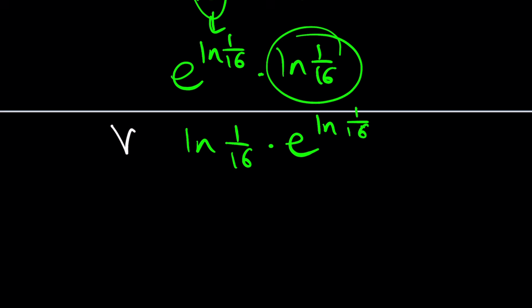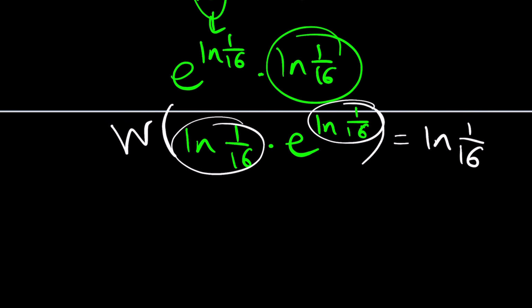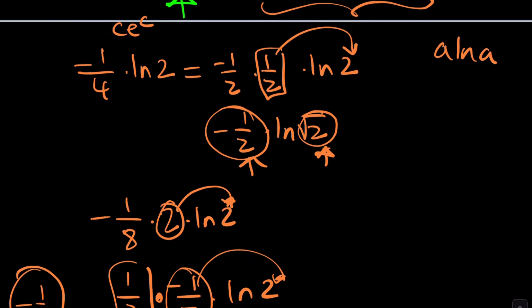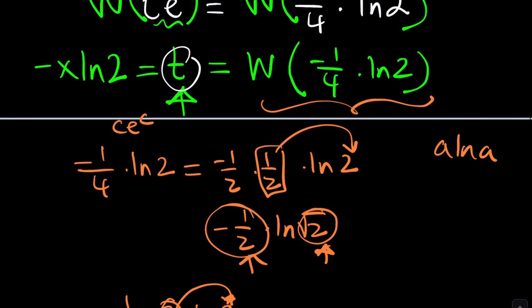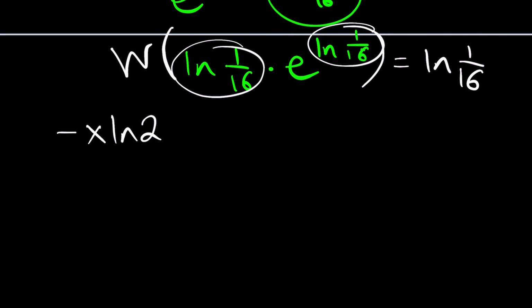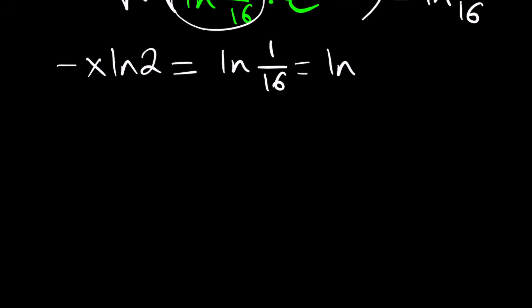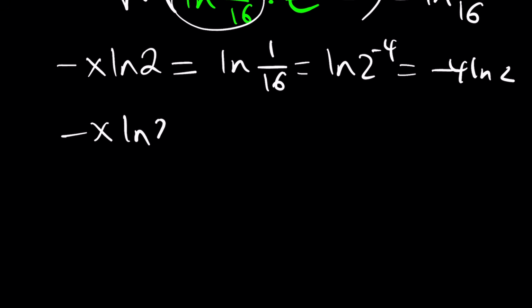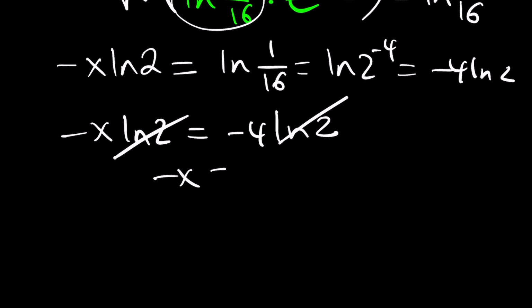And as soon as you apply Lambert's W function on this, because we were supposed to remember, you're going to get ln 1/16 from here. This is your c or t or whatever you want to call it. And on the left-hand side, if you remember, I hope you didn't lose that thing, we had t or -x ln 2. So we can just directly use x, -x ln 2 is equal to ln 1/16. Of course, ln 1/16 is ln 2 to the power -4, which is -4 ln 2, by the way. So now you have -x ln 2 is -4 ln 2, which shows you that -x is equal to -4, which means x is equal to +4.